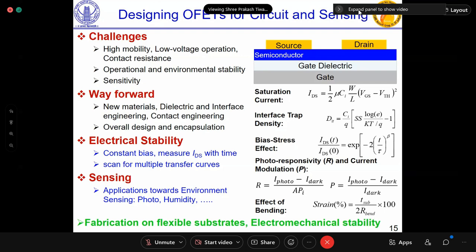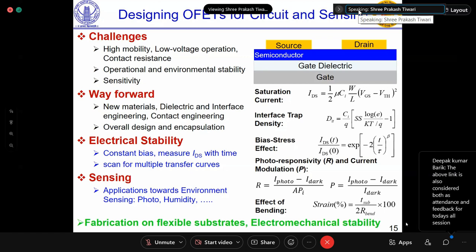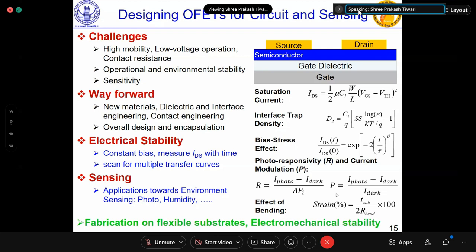Okay, fine. So what we learned for photosensing, you can have R and P. Now P is modulation and Pi will be the intensity of the light, which could be UV light, it could be any other light. So these are the two parameters, and then the effect of bending, and finally what I said, there could be electromechanical stability, where you are trying to see what happens when both these things are together.